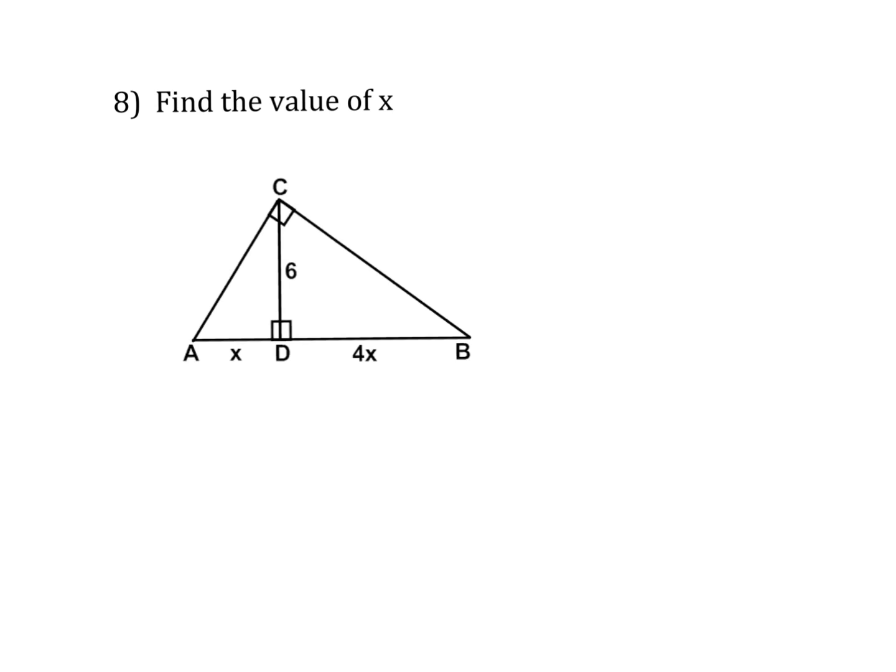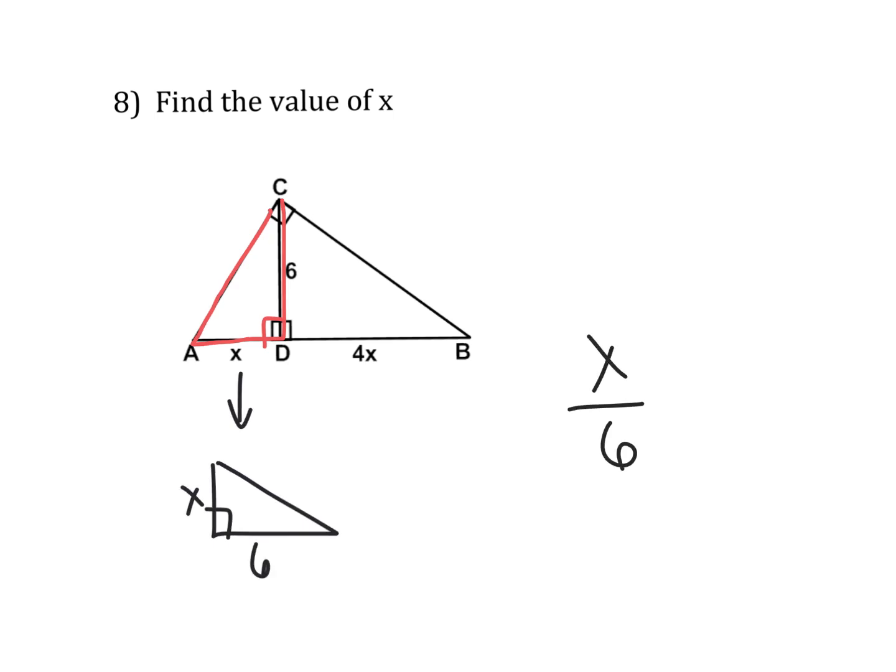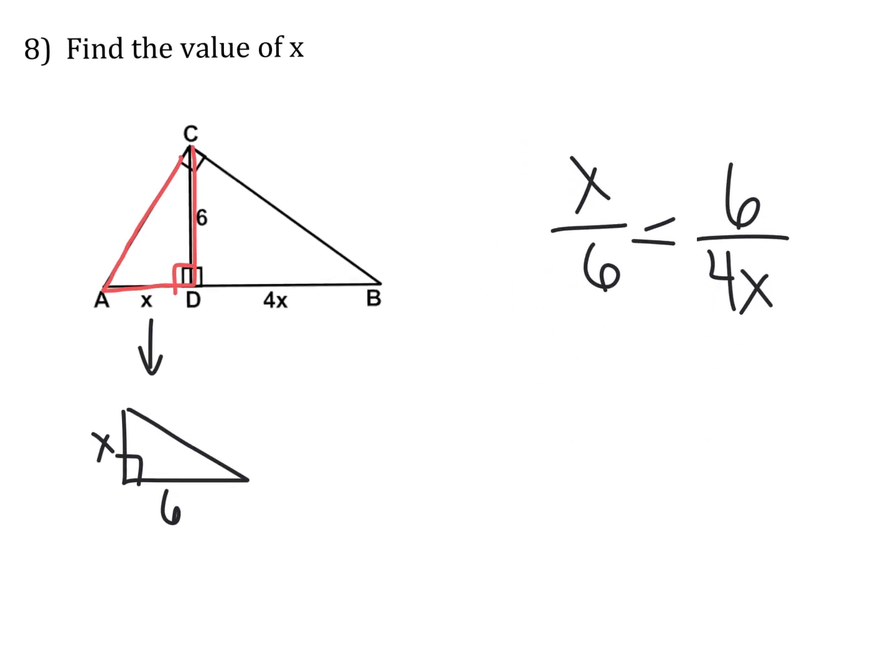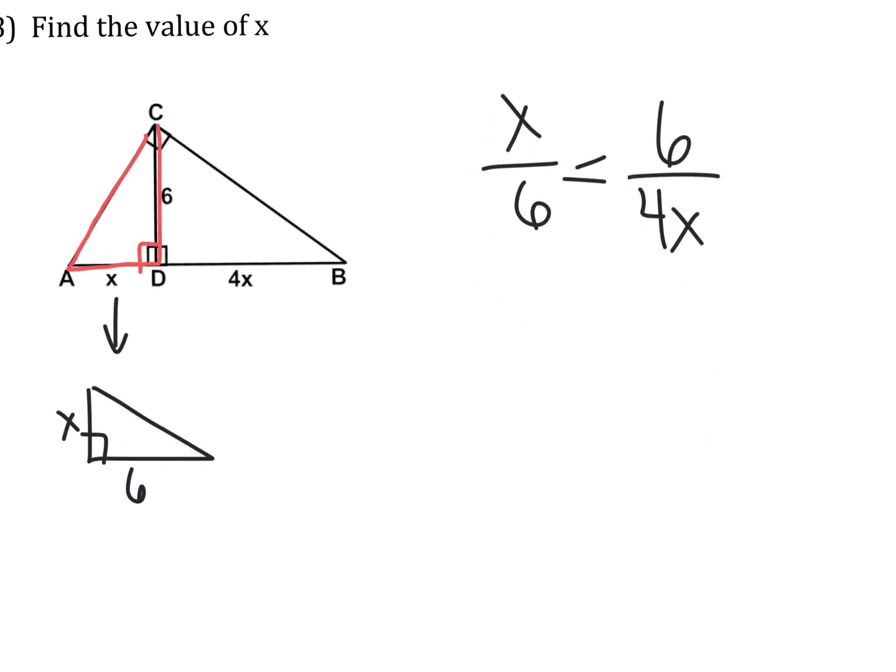We'll look at number 8. We're going to do the same thing. So if I redraw that triangle, the x matches up with 6, and then same order, the 6 matches up with 4x. So look at this again, x matches up with 6, 6 matches up with 4x. This is a little bit different because we don't just have an x, we have a 4x there. The idea is the same.